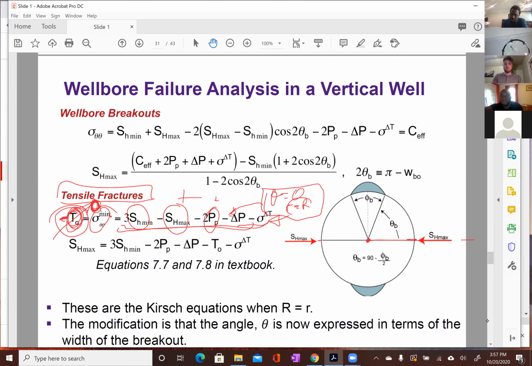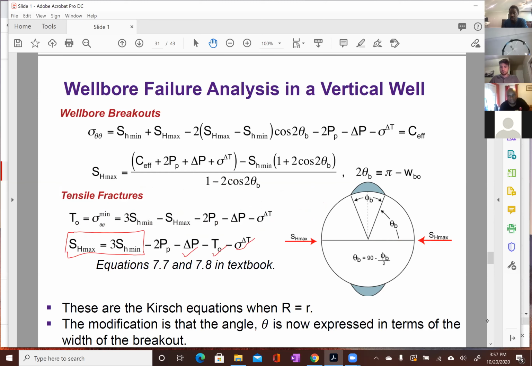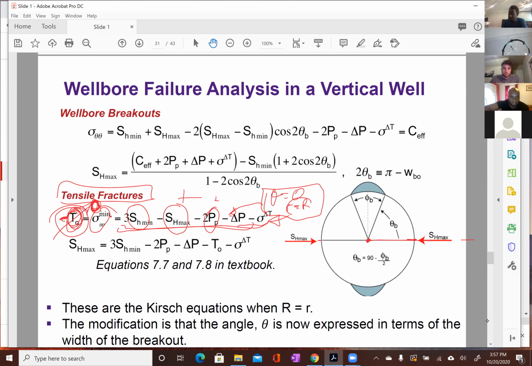Well, the way you do it is just make SH max the subject of the equation right here. So take SH max to the other side, and this is what you get. And now you see that you can have all of these values, right? And basically SH max is a function of SH mean. So how do you plot it? And that's what you're going to do in homework 4.